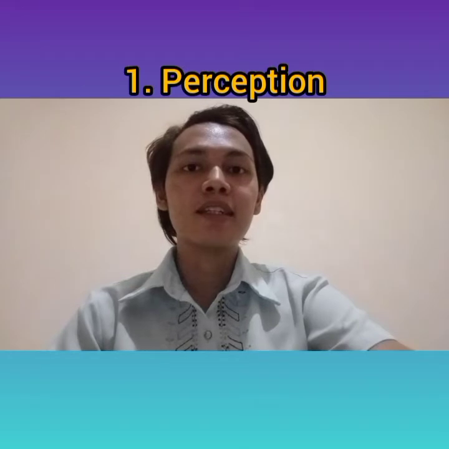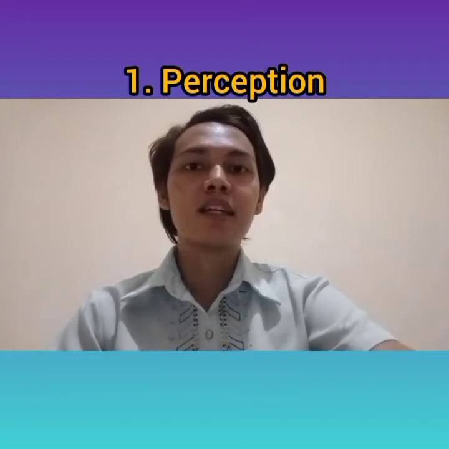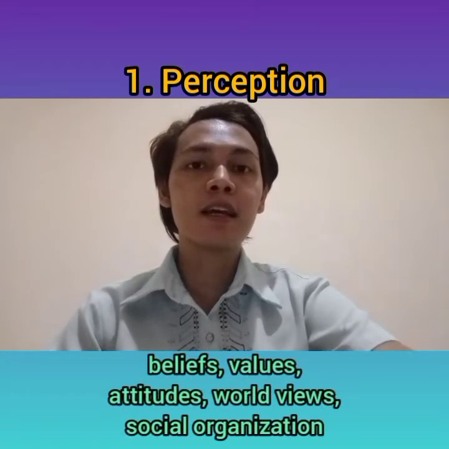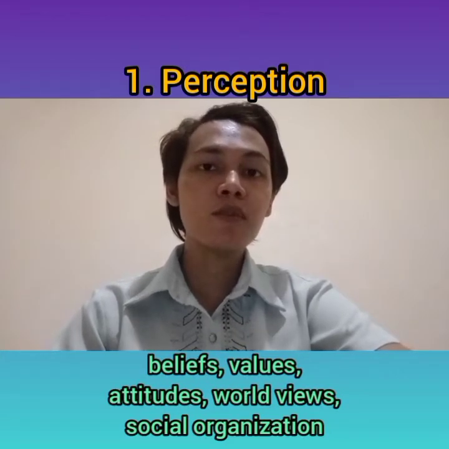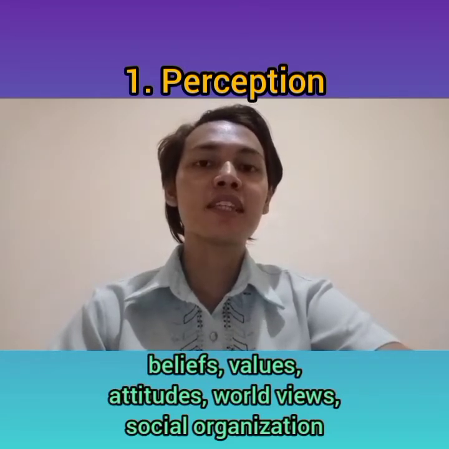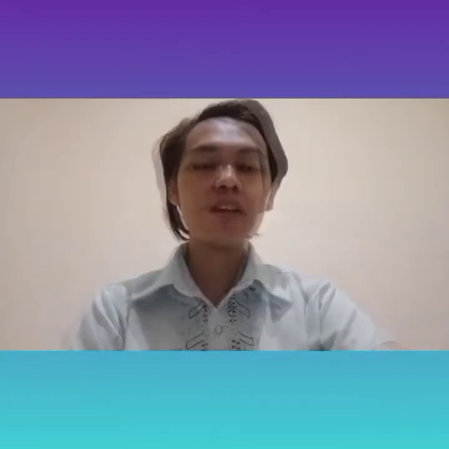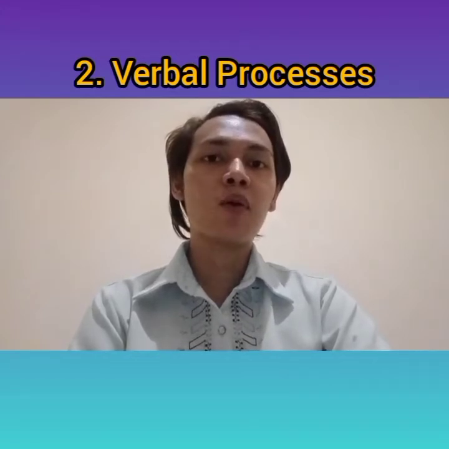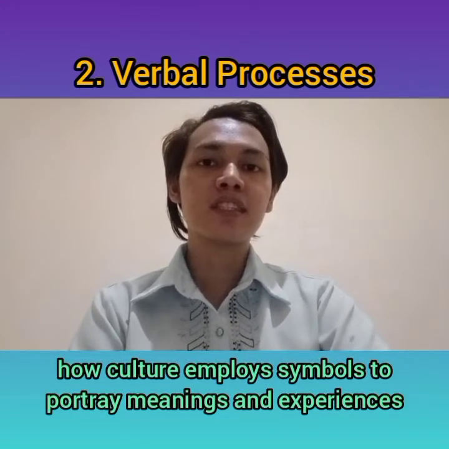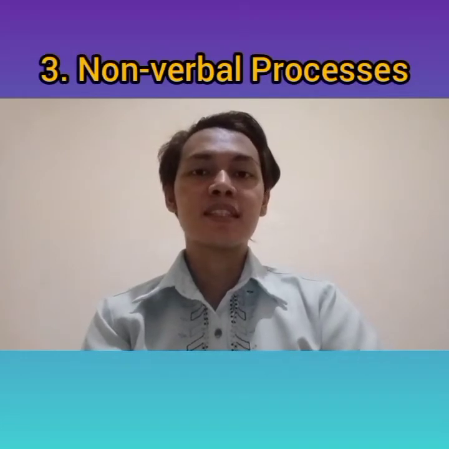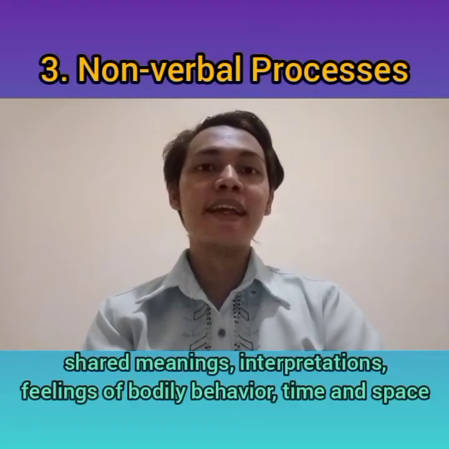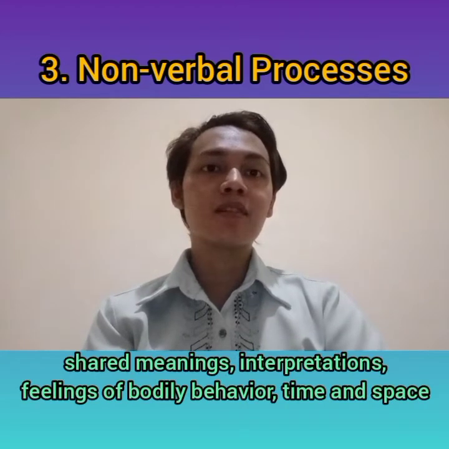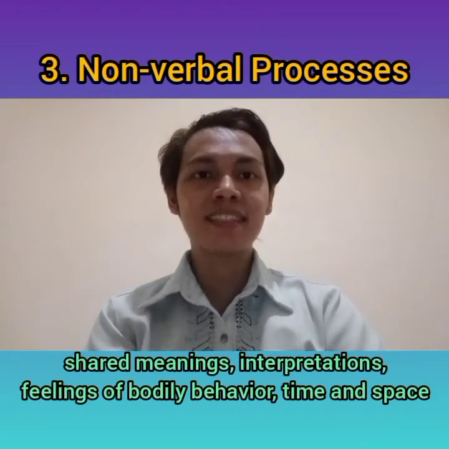The first element is perception. This is about the beliefs, values, attitudes, worldviews, or even the social organization of a person. The second element is the verbal processes. These are the ways on how a culture employs symbols to portray meaning and human experiences. The third element is the nonverbal processes. These are the shared meanings, interpretations, and feelings of bodily behavior, time, and space.